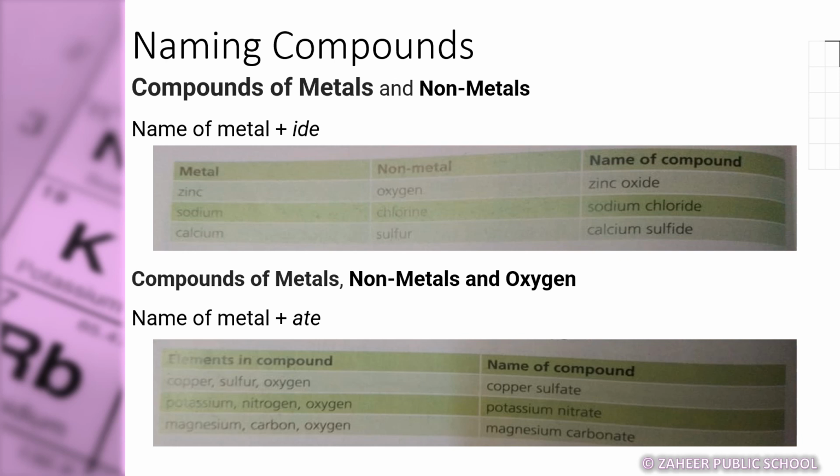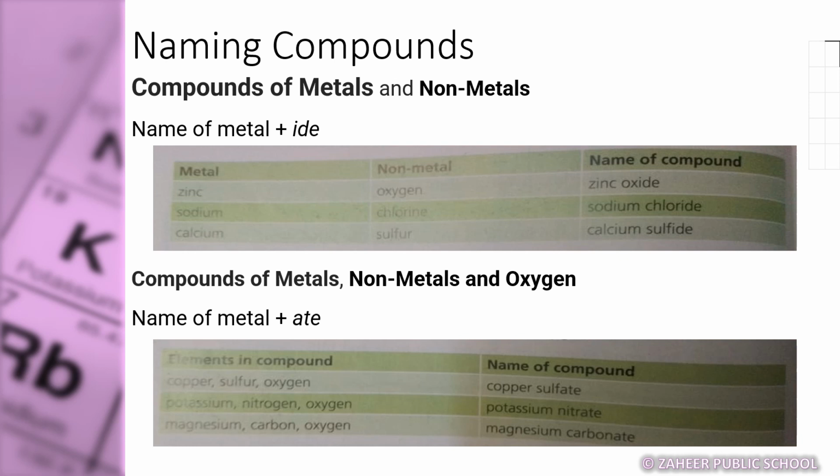Now for the compounds which consist of a metal, a non-metal, and oxygen, you have to follow these rules. First you have to write the name of the metal, followed by the name of the non-metal, but you have to change the end of its name to -ate, ATE. The -ate shows that the compound contains oxygen.